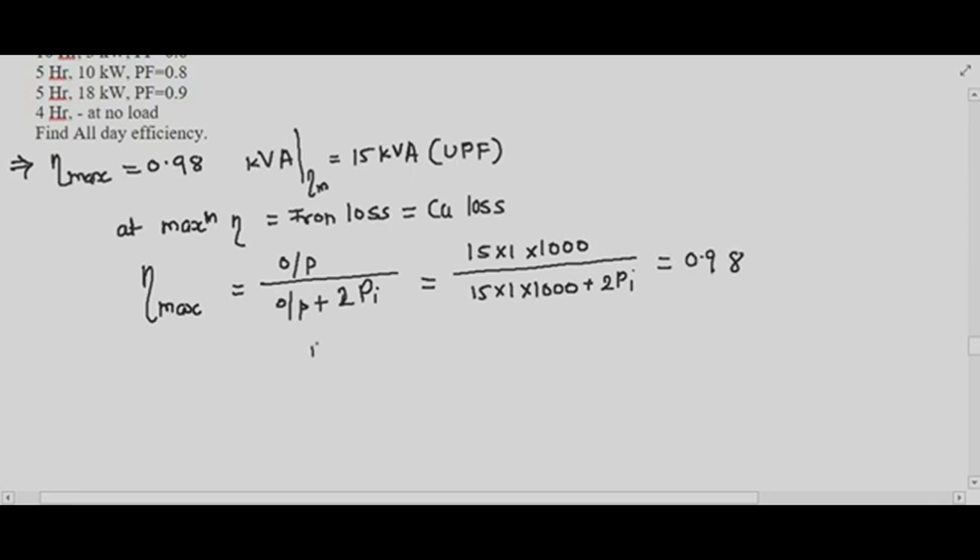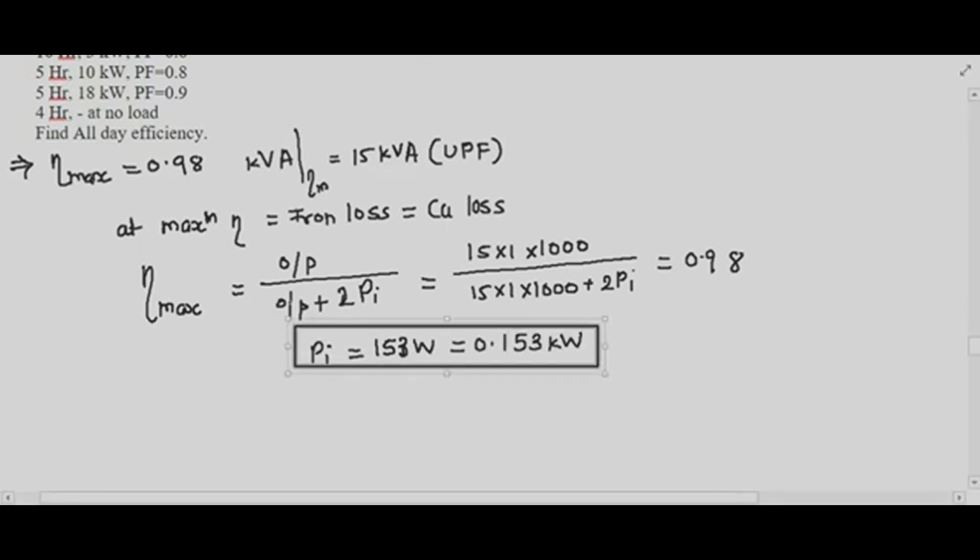So from this we can find out Pi. You will get Pi equals 153 watt, or I will convert this into kilowatt. So this will be 0.153 kilowatt. Means my iron loss I can determine from the data which is given for the efficiency at the maximum point.